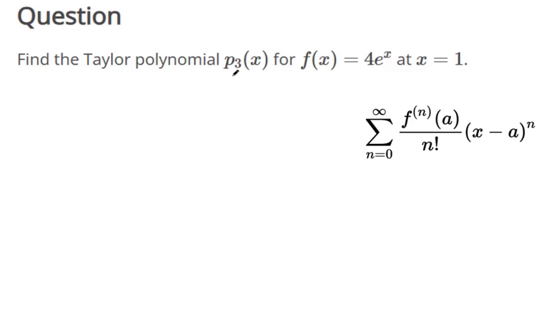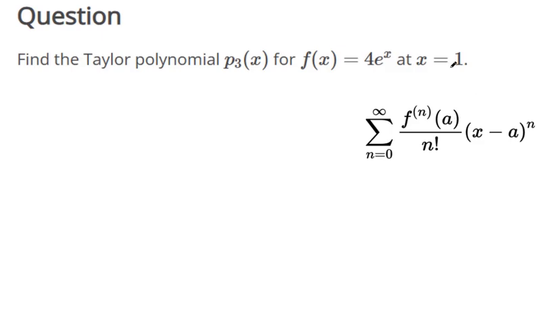So the third Taylor polynomial means stop once you get to the third derivative when using a Taylor polynomial series to represent a function. If this is your first time seeing it, this notation is kind of funky, but it's saying the nth derivative of f. Then you put a into it.